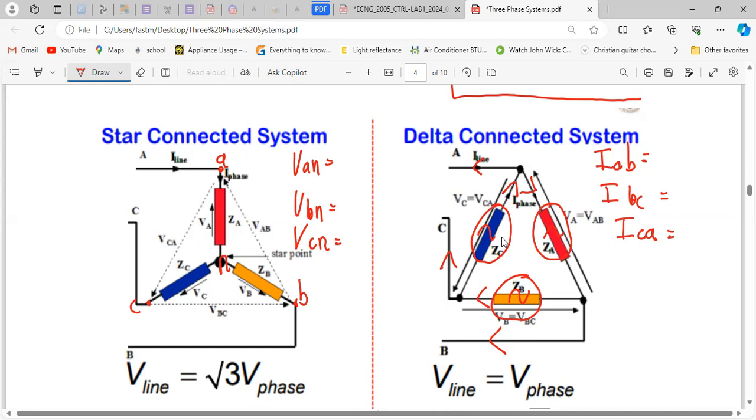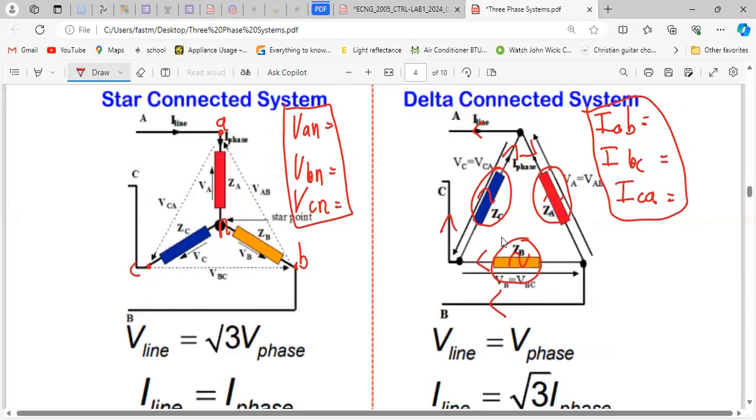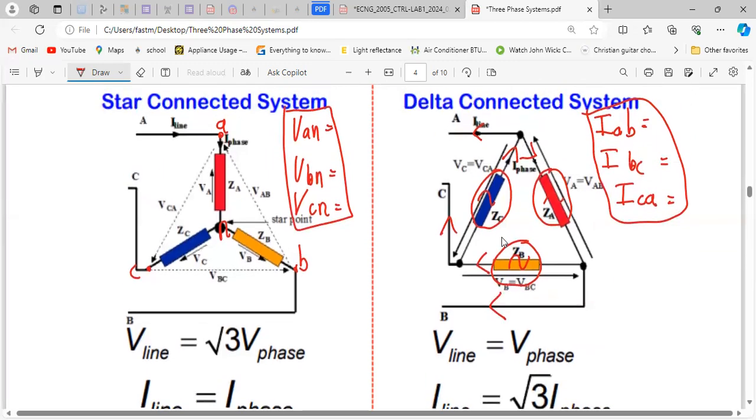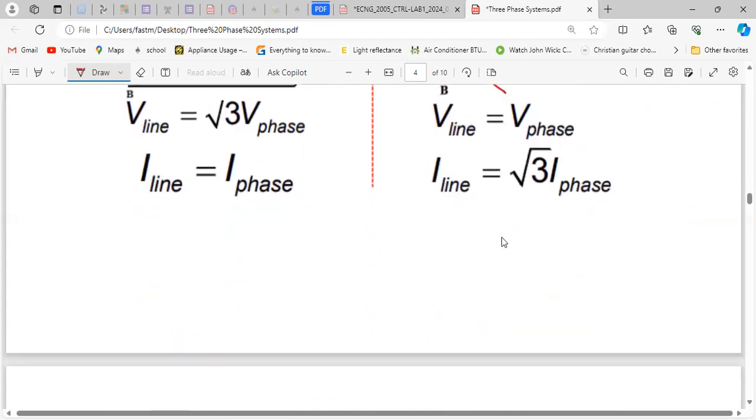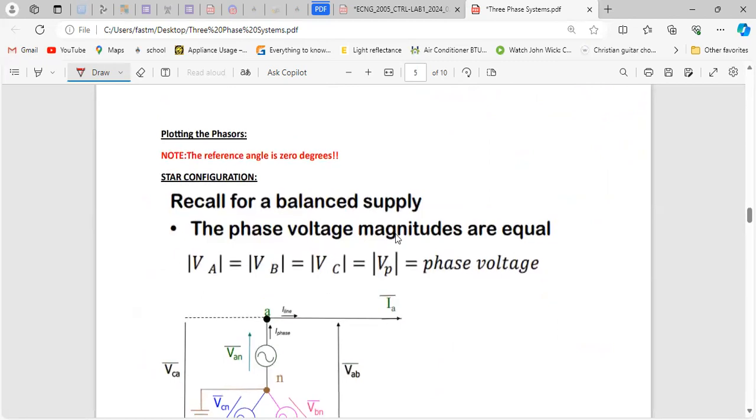But don't worry yourself about this. When you go to the phasors, you'll see what these are. For now, these are the configurations, and these are the equations with respect to the lines and the phases for each of them. Your star with respect to your voltages, and the delta with respect to your currents. So again, to the phasor part. The star configuration we start with, and just like I told you before, the reference angle, whatever phase you choose to be a reference, is 0 degrees.